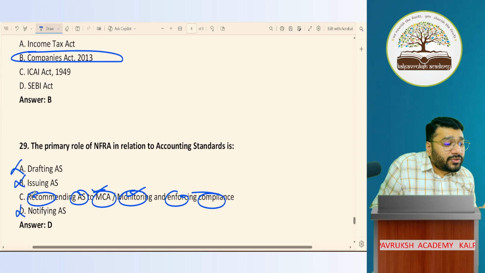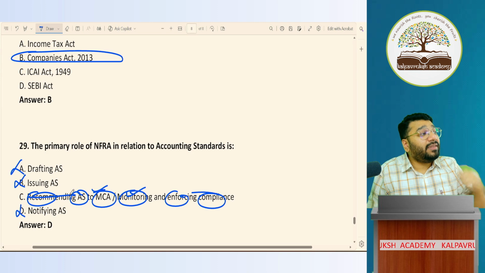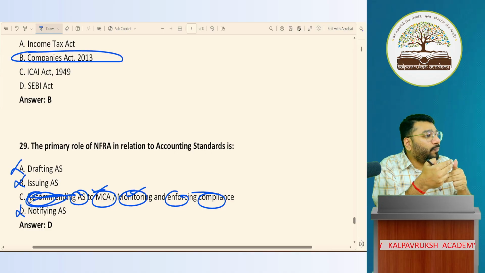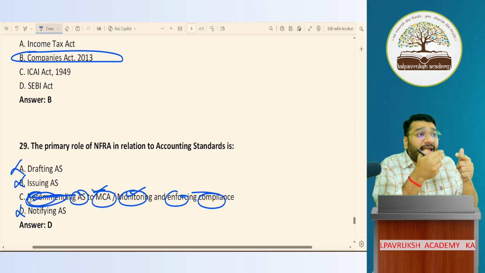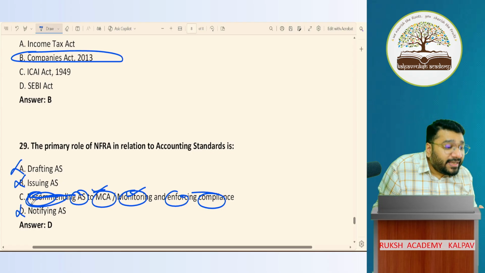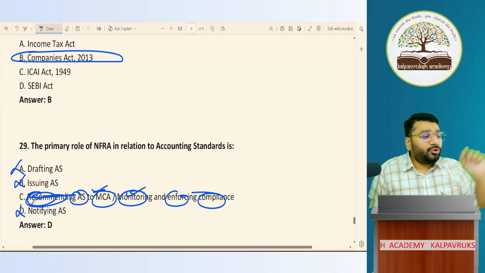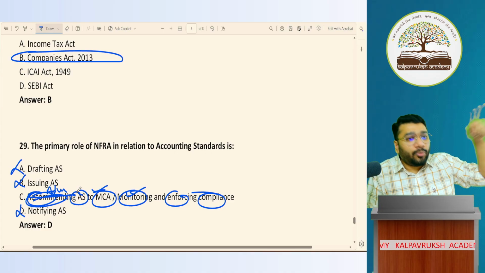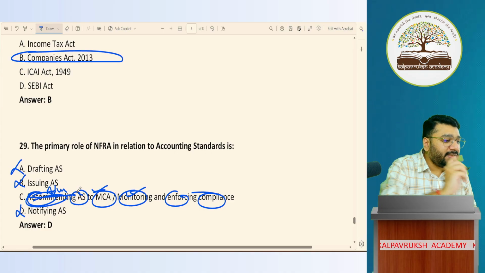Actually, the word recommending also is not correct. They give advisory to MCA with regard to AS. Recommending of AS is done by ICAI. ICAI will recommend the AS to MCA, and MCA will consult NFRA. So NFRA will give advisory on AS to MCA. I'll change this to advisory. They provide advisory on AS to MCA. This is the right word.